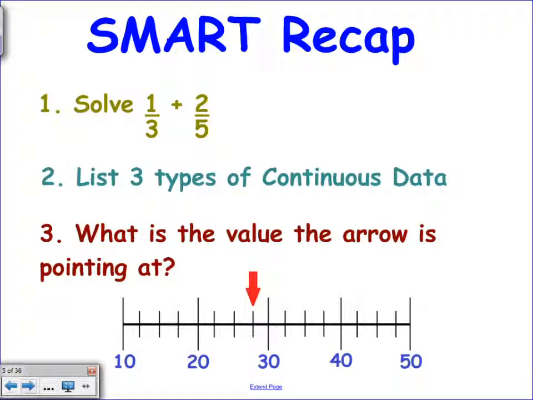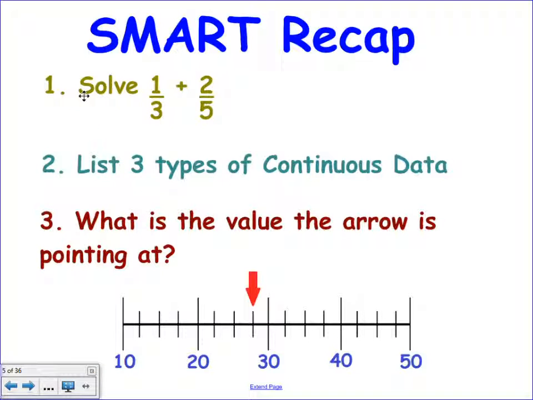So, our smart recap to get us going for today. I'd like you to solve 1/3 plus 2/5, list 3 types of continuous data, and say what is the value that the arrow is pointing at. First one then, 1/3 plus 2/5.